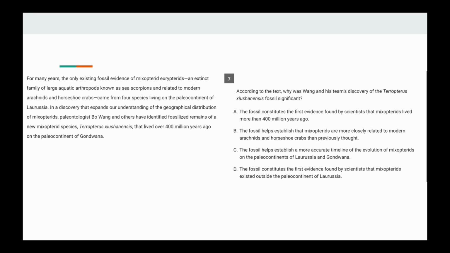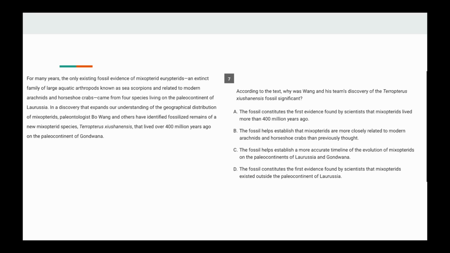Okay, we read the passage. Now let's move on to the answer choices. A. The fossil constitutes the first evidence found by scientists that Mixopterus lived more than 400 million years ago. Is there anything about Mixopterus living more than 400 million years ago? We're talking about the location, not the date. Even a baby can understand it. So A is completely incorrect. You can safely eliminate A.